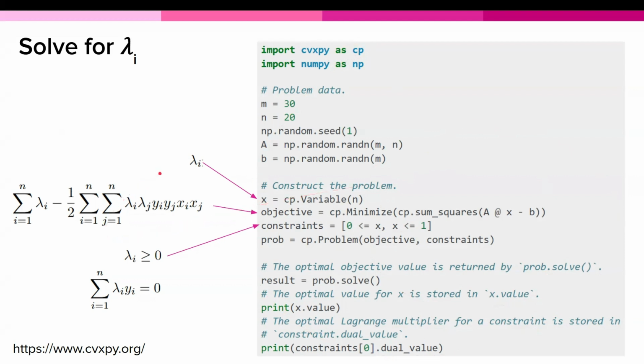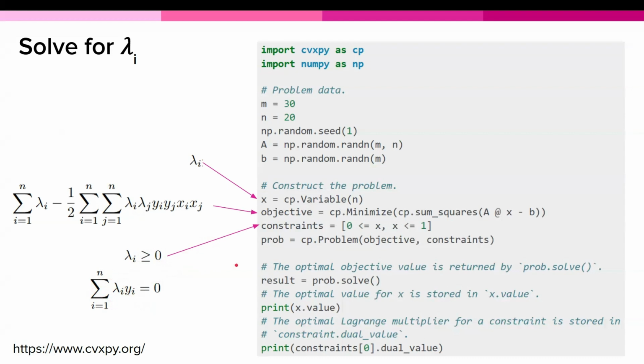So you're going to start off by defining what your variables are. In our case, this would be the lambdas. Then you feed in the objective, which in our case is this, and then the constraints. For us, this would be that the lambda i's are not negative, and that the sum of the product of Lagrange multipliers and training data labels is equal to 0.